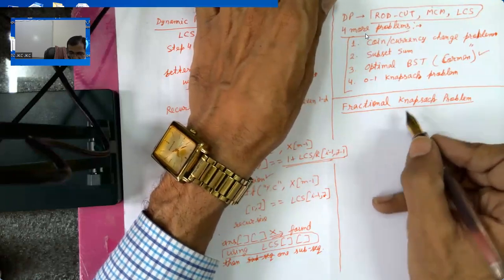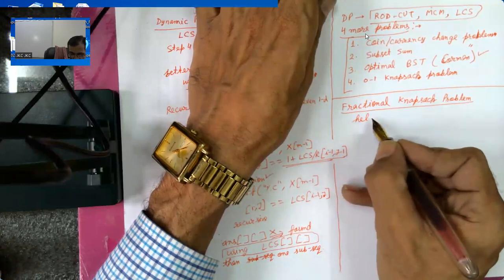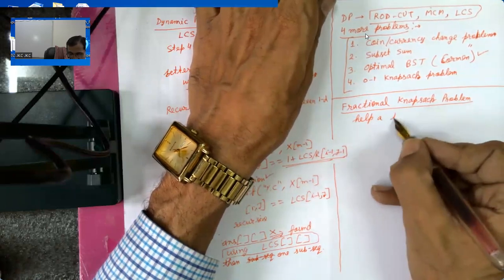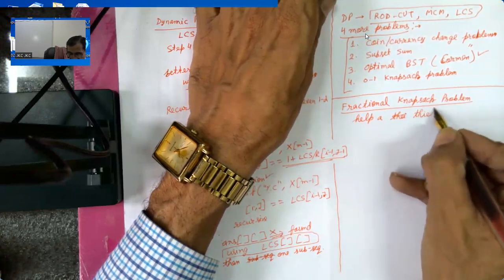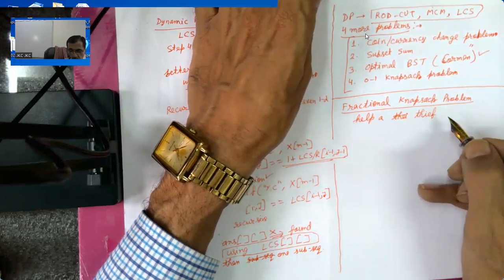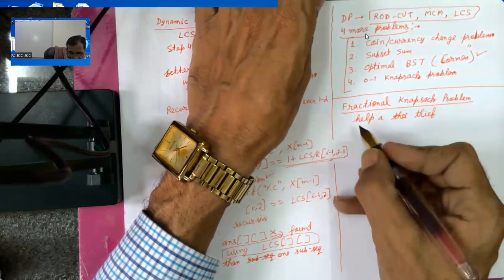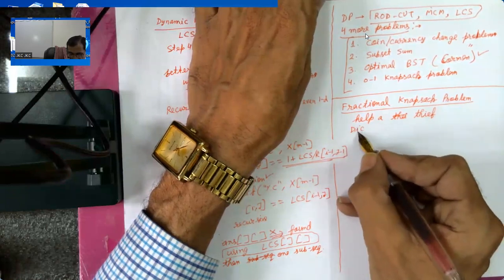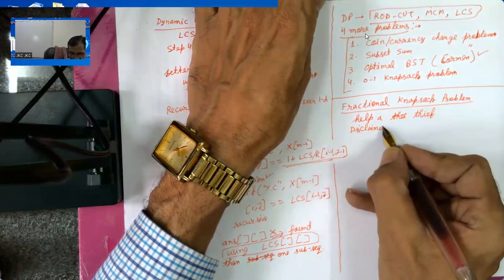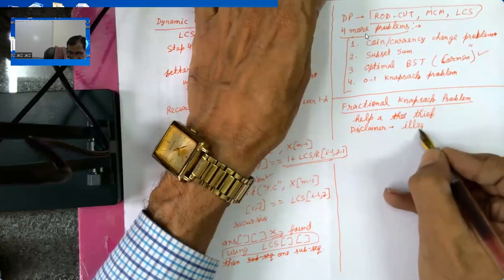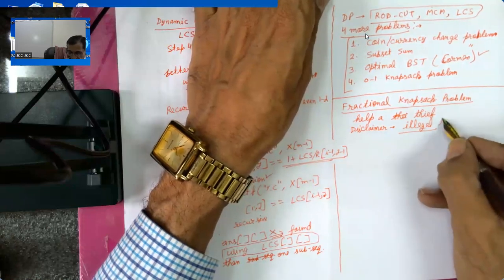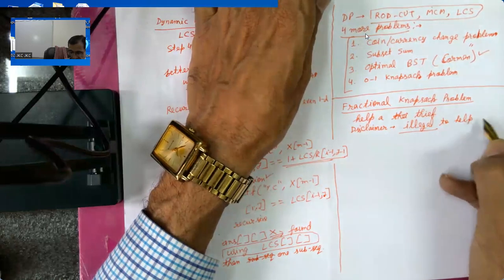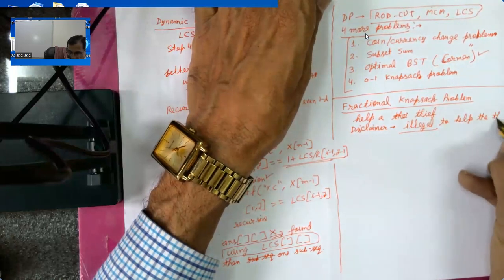Just to tell you, it says you have to help a thief. You should not actually do this in life, of course, but you are going to do it in programming. So there is a disclaimer that it's illegal to help the thief. Don't follow this in real life; such illegal practices are not to be done to help thieves. Well, just the lighter side. Then I'll go to effectively discussing the problem.